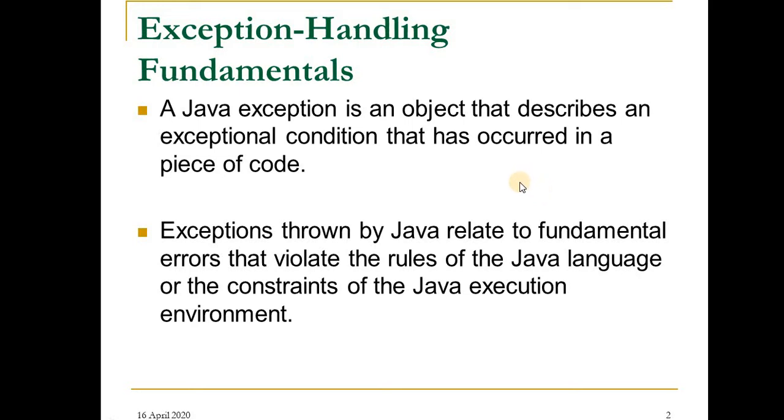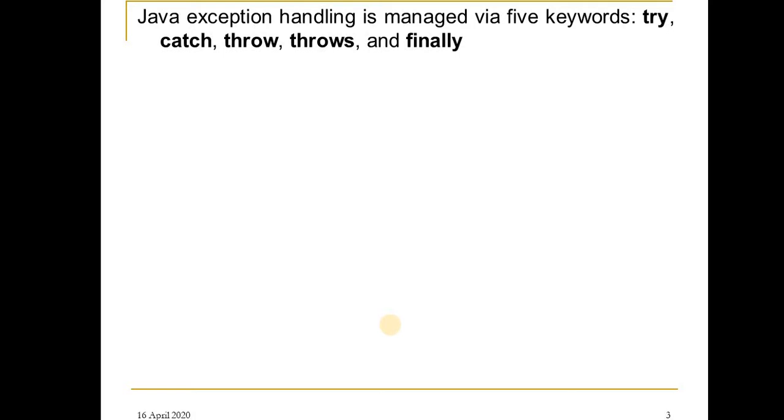When you are coding or programming, if any of the statements tries to violate the rules of the Java language or the constraints of the Java execution environment, the Java runtime system will raise an exception. So Java exception handling is managed through the use of 5 keywords. They are try, catch, throw, throws, and finally. Let us study each of these in detail now.